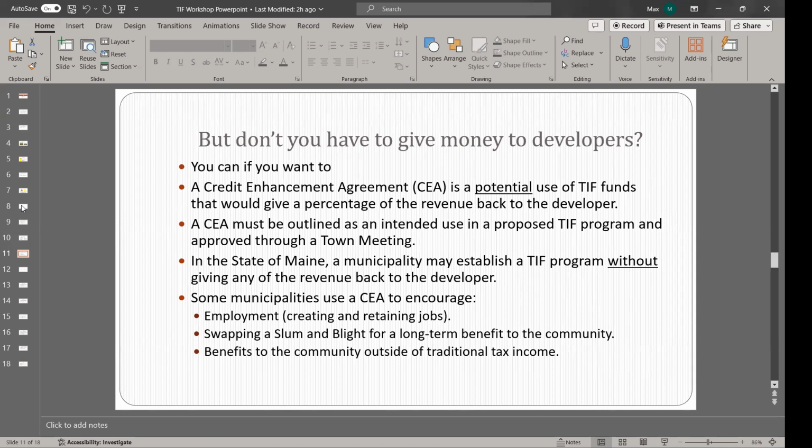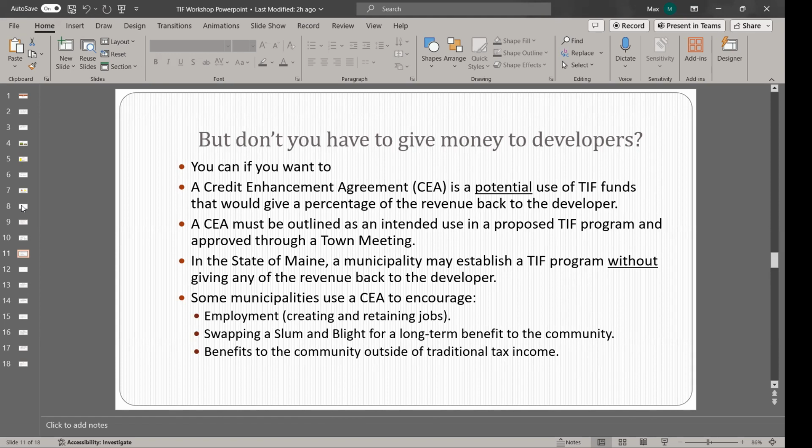Now, credit enhancement, like the TIF projects we mentioned earlier, must be outlined as an intended use in the proposed TIF program and approved through a town meeting. So this is not something that can be snuck in under the radar. This is something that you have to have the residents aware about when they're voting on it.